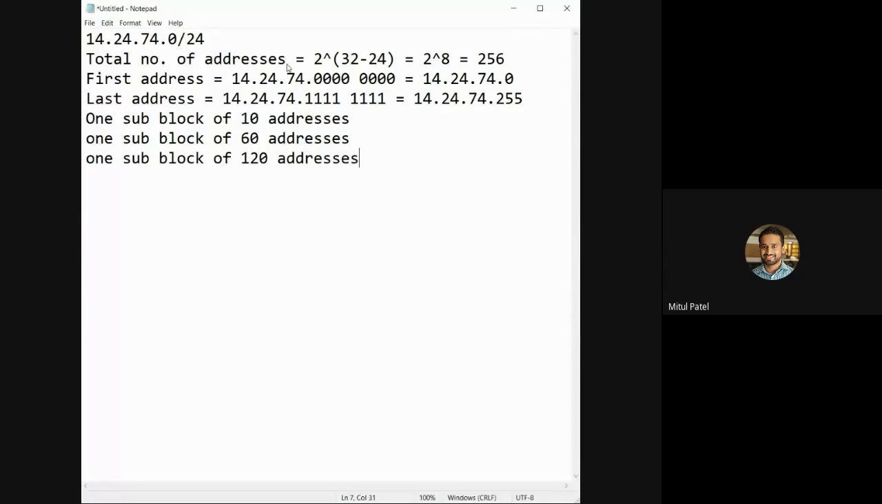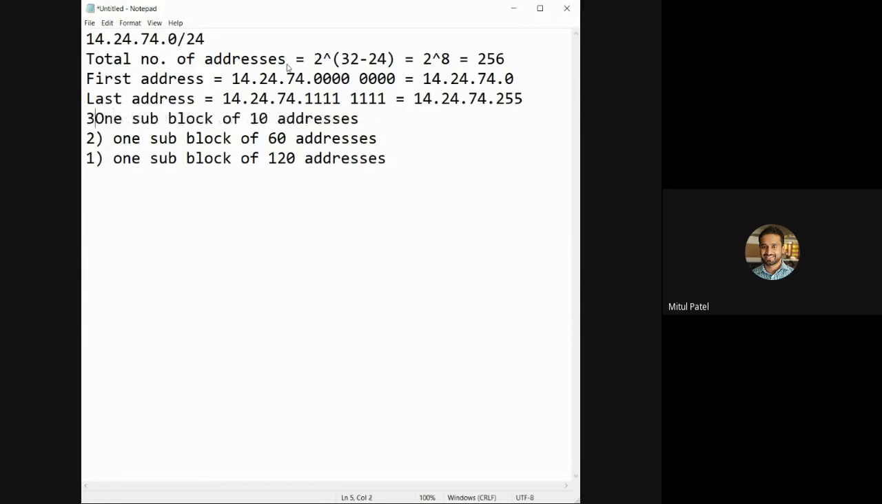The requirement is that we have to start our subnetting from the larger block. So which is the larger block here? It is the 120 one. So first, the 120 block will be assigned. Then the second allotment is for the 60 addresses. The second block will be of 60, and your third subblock will be of 10 addresses.